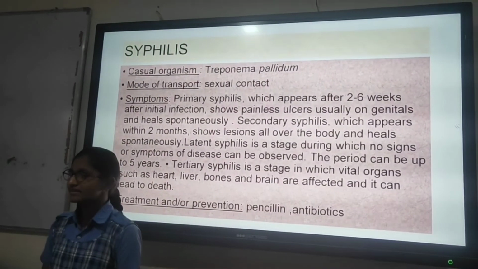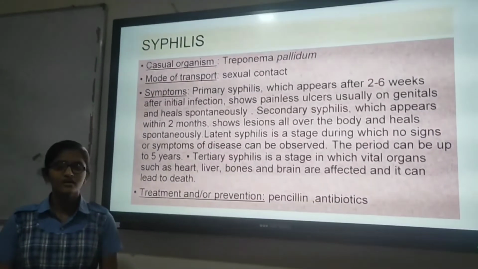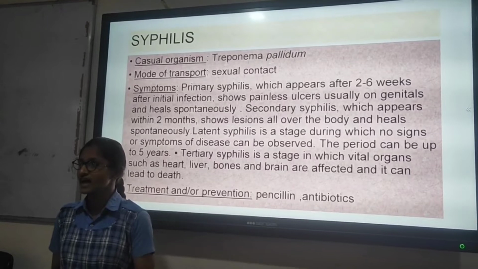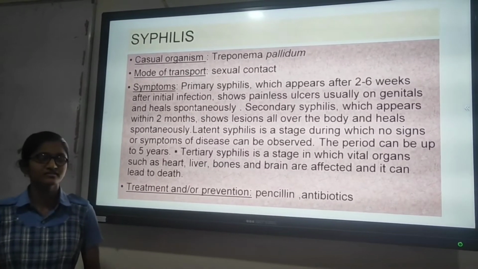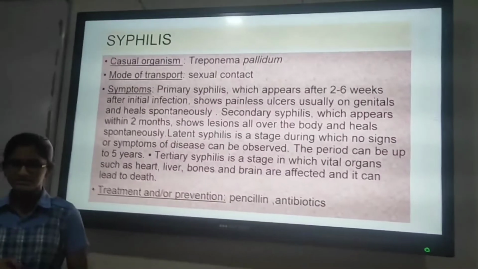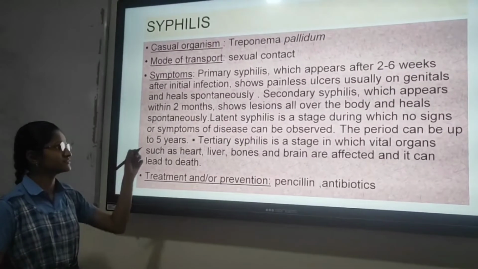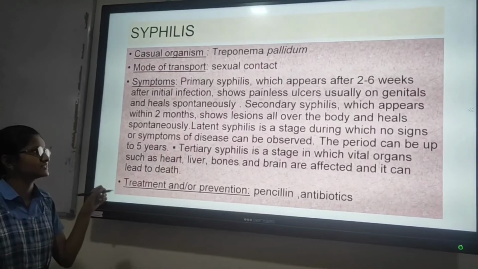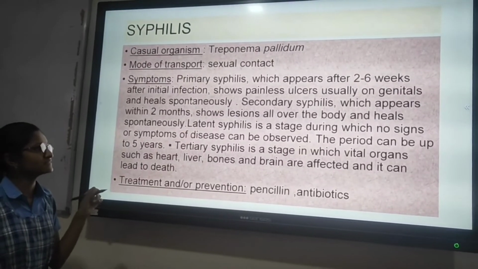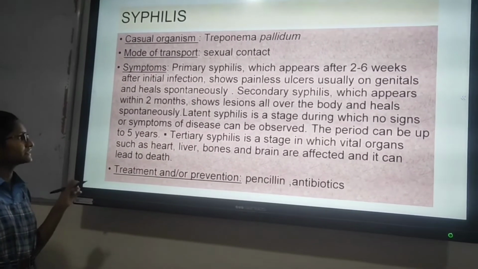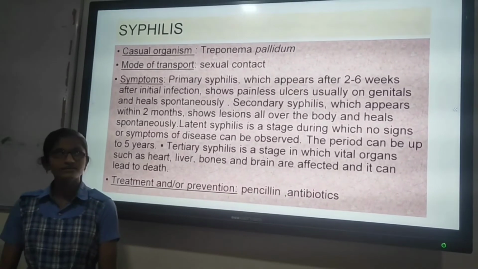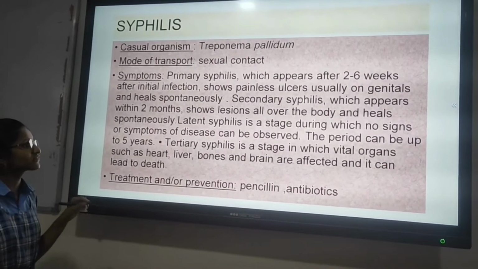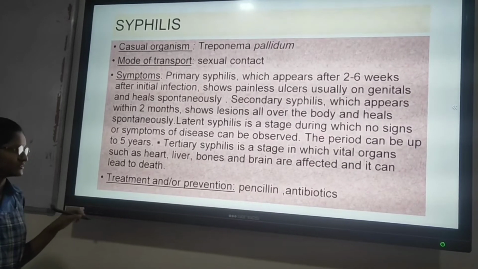And the next bacterial disease is syphilis. Syphilis has four types: primary syphilis, secondary syphilis, latent syphilis, and tertiary syphilis. Now first we discuss the symptoms of primary syphilis. Primary syphilis appears 2 to 6 weeks after initial infection. It shows painless ulcers, usually on the genitals, and heals spontaneously. Secondary syphilis appears within 2 months, shows lesions all over the body, and heals spontaneously.